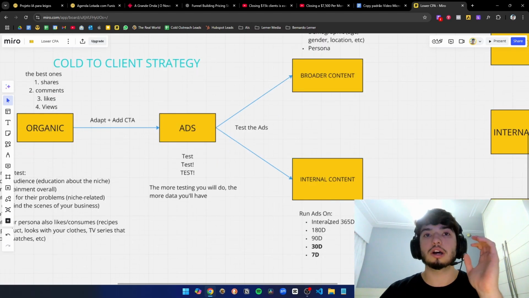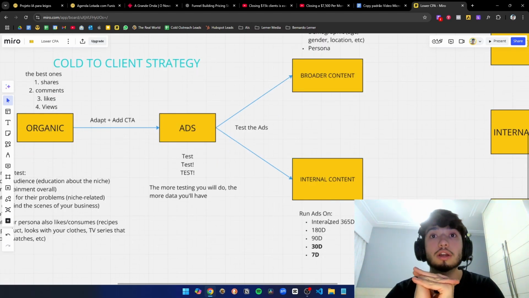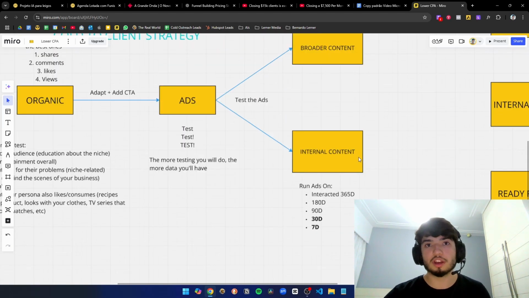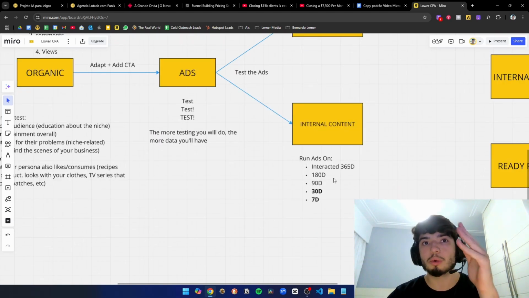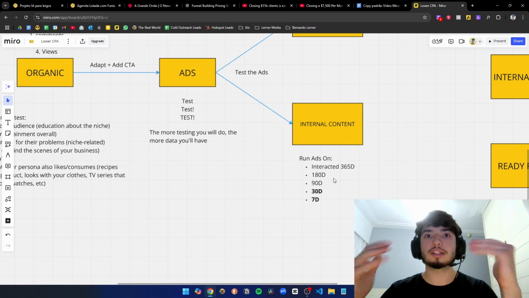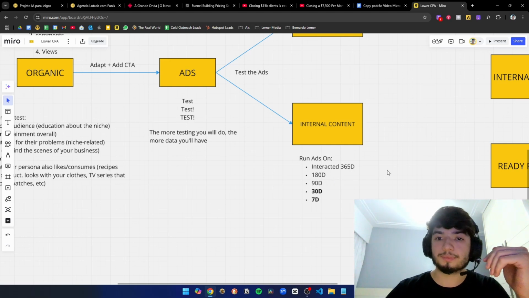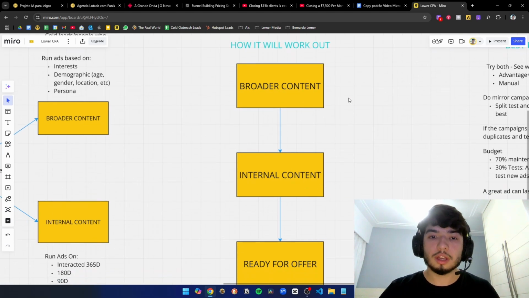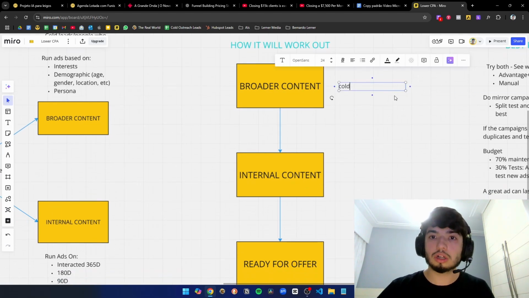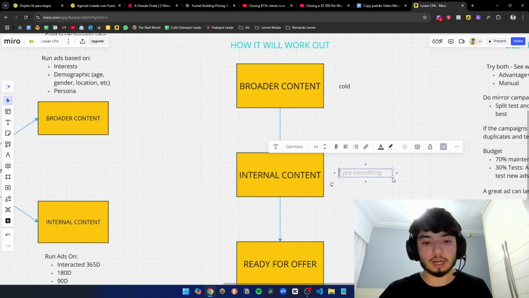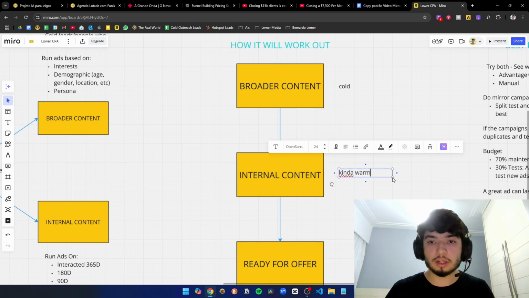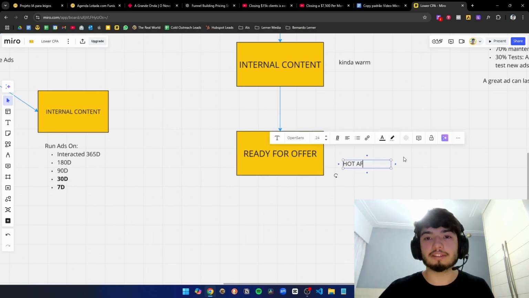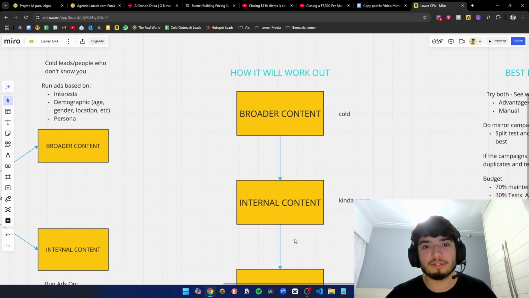and then you reinvest this money into here. And when you have a better budget, you spend on the broader content. But if you're low on budget, focus on people who have interacted with you because they tend to buy more. They're hotter leads, right? Here are people who are cold, here are people who are kind of warm, and here are hot AF, basically ready for offer.